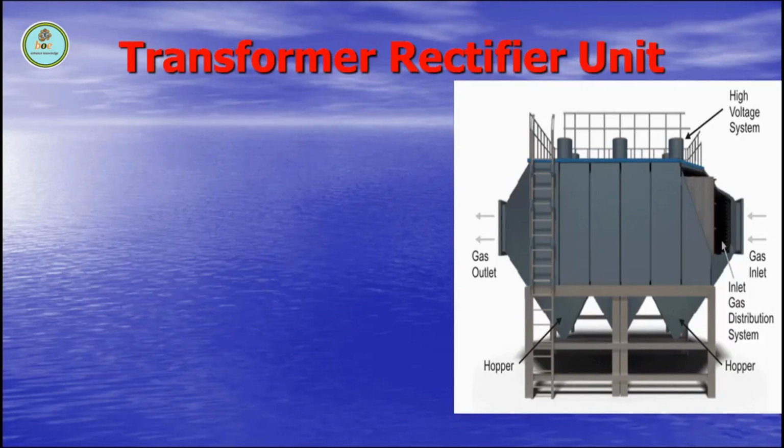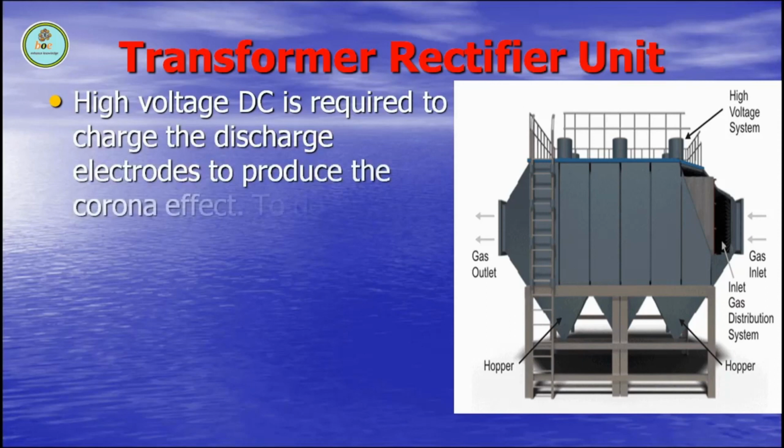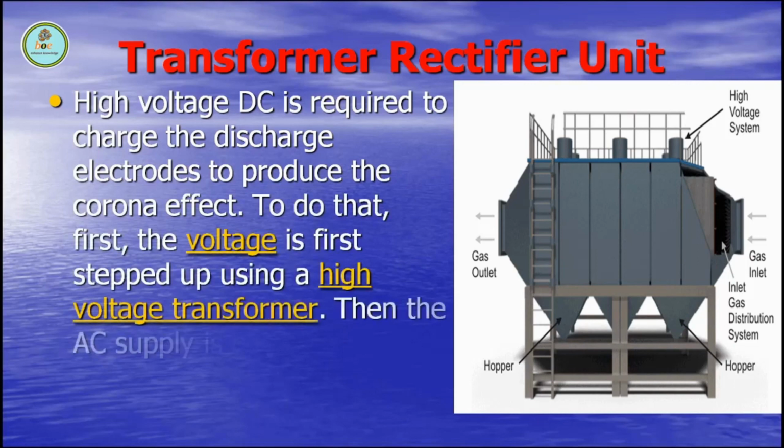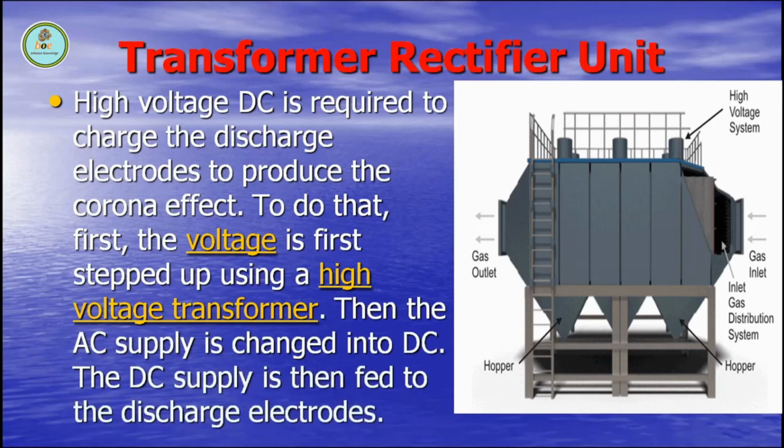Transformer rectifier unit. High voltage DC is required to charge the discharge electrodes to produce the corona effect. To do that, first the voltage is stepped up using a high voltage transformer. Then the AC supply is changed into DC. The DC supply is then fed to the discharge electrodes.